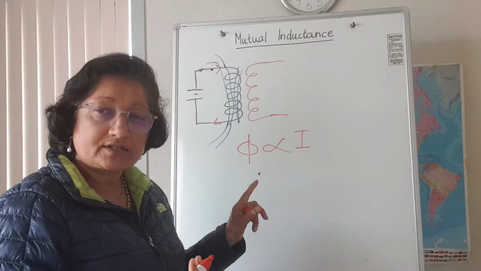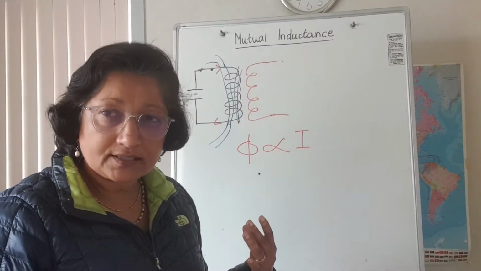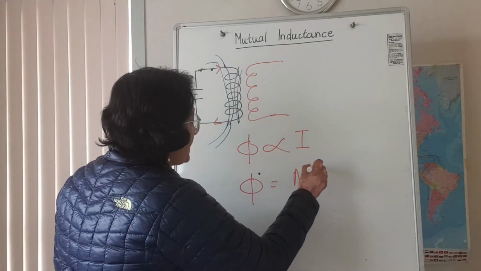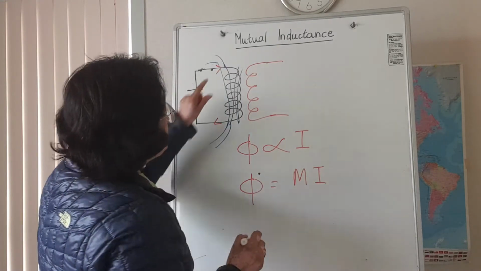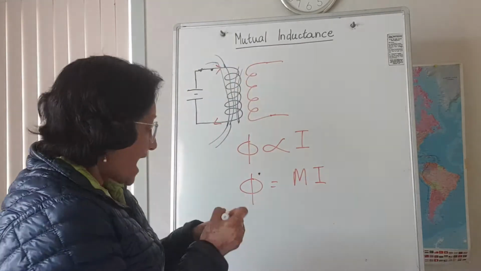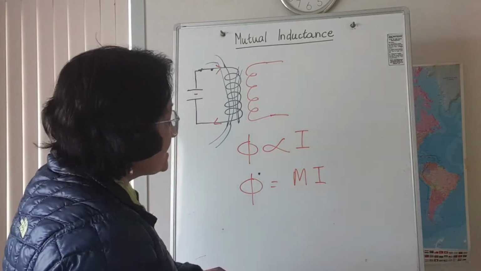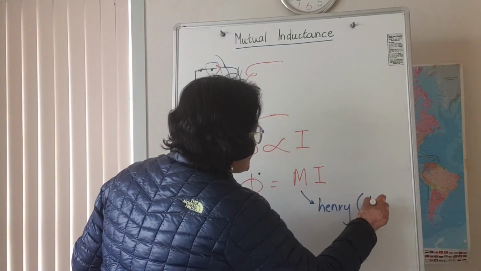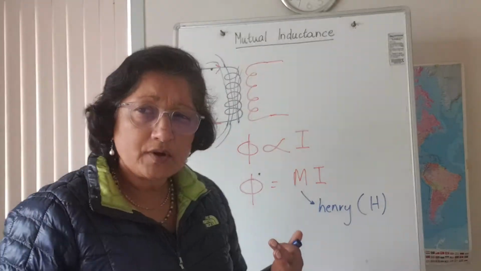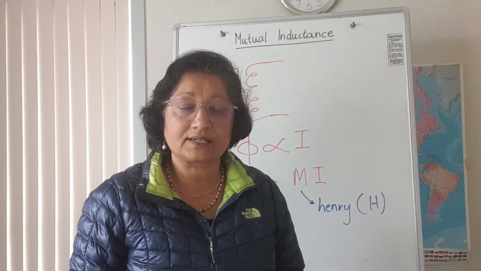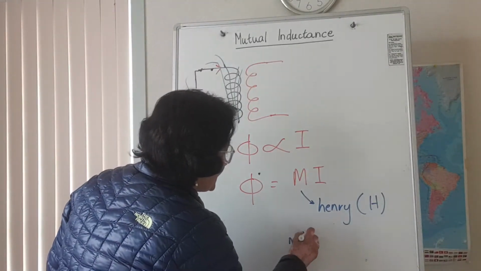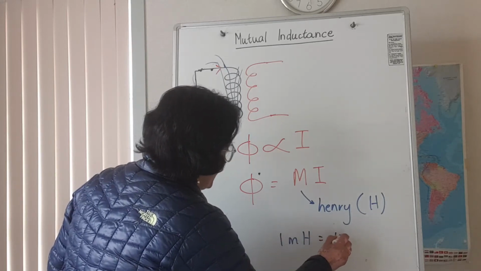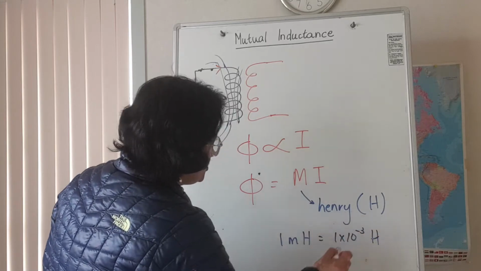And whenever you have a proportionality sign, you have what's called a constant of proportionality. In this case, the constant of proportionality is given by the letter M, and this M is what's called mutual inductance. The unit in which mutual inductance is measured is called the henry, and the symbol is H. Often you have inductors with really small mutual inductances, in the form of millihenries and so on. So 1 millihenry is 1 times 10 to the power of negative 3 henries. You just need to know that conversion.